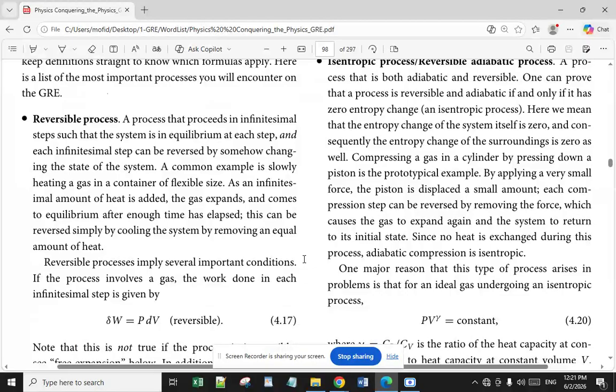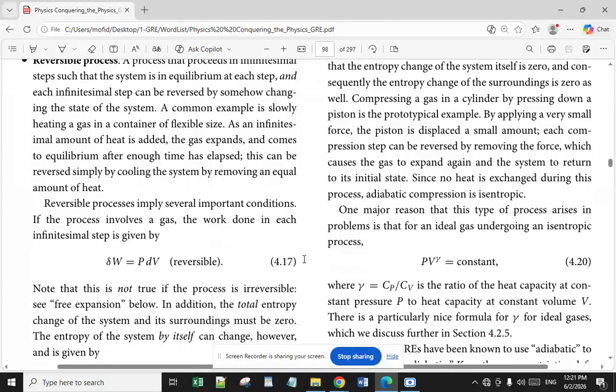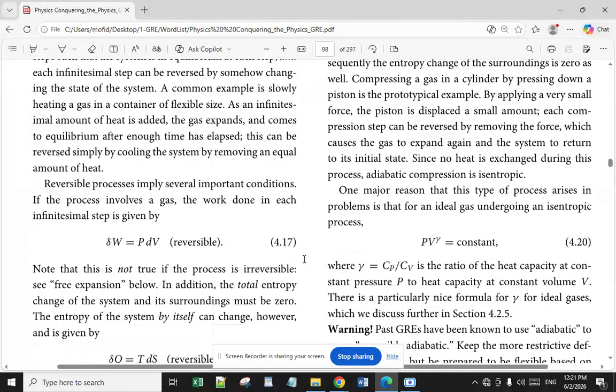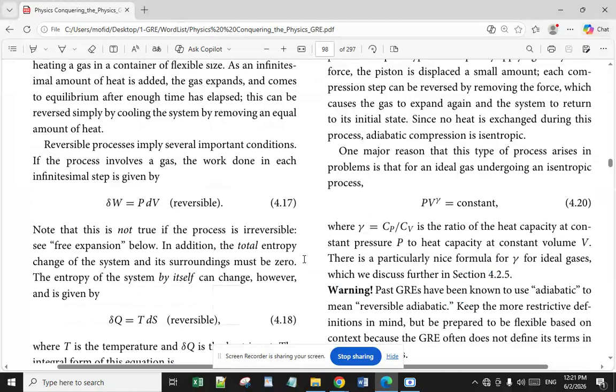Reversible processes imply several important conditions. If the process involves a gas, the work done in each infinitesimal step is given by dW = P dV if reversible. Note that this is not true if the process is irreversible. See free expansion below. In addition, the total entropy change of the system and its surroundings must be zero.